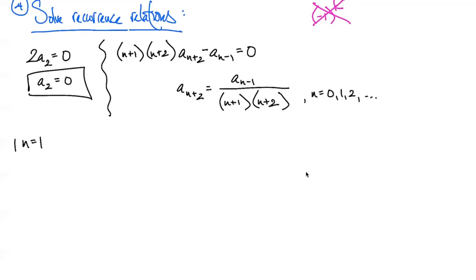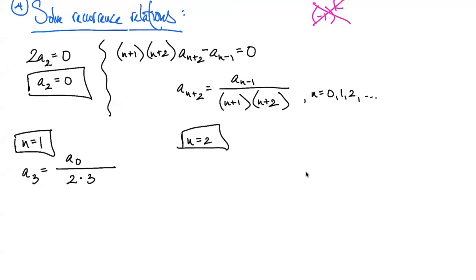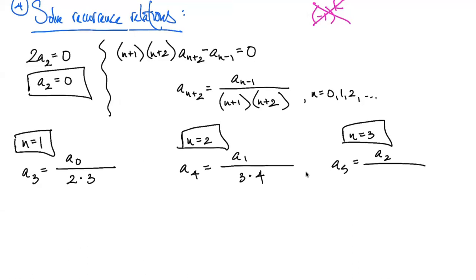If n equals 1, we end up with a sub 3 equals a sub 1 minus 1, which is 0, over 2 times 3. Now plugging in 2, a sub 4 equals a sub 1 over 3 times 4. Let's try plugging in n equals 3: a sub 5 equals a sub 2 over 4 times 5.